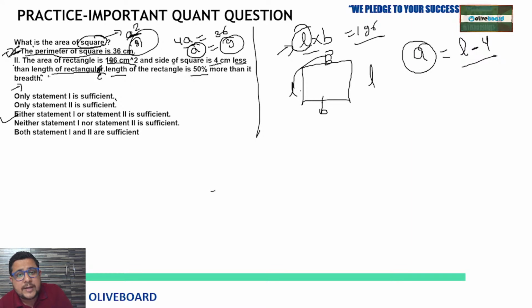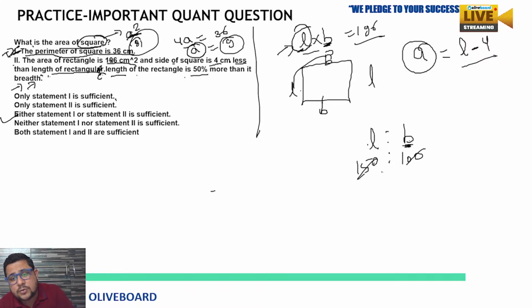So the side of the square is 4 centimeters less than that of the rectangle. The length of the rectangle is 50% more than the breadth. So the ratio L to B would be what? If the breadth is 100, then the length, being 50% more, would be 150. So their ratio would be 3:2.